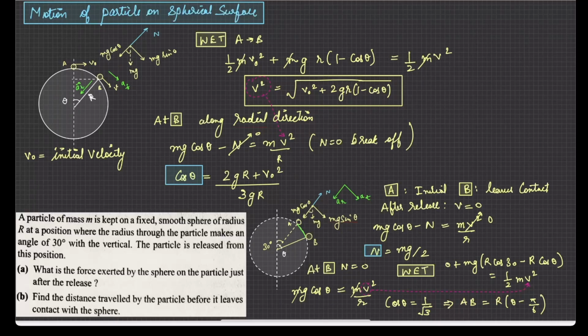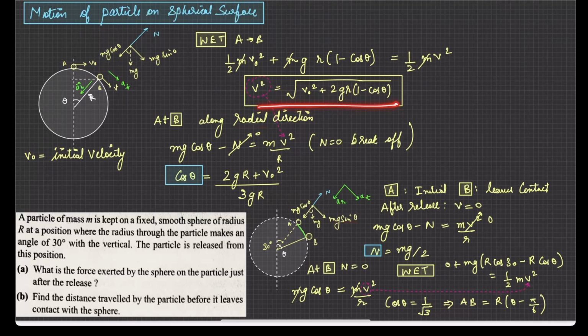How we are going to find out? हम लोग work energy theorem लगाते हैं. Work energy theorem में, so initial velocity is this, so initial kinetic energy is half m v naught square. Work done by the gravity is mg into this displacement. This displacement is nothing but this is my r cos theta, and this total value is my r, so this comes out to be r minus r cos theta. So r(1 minus cos theta), and final velocity comes out to be this, v square. So if we remove the m, we get the value of v square as this.